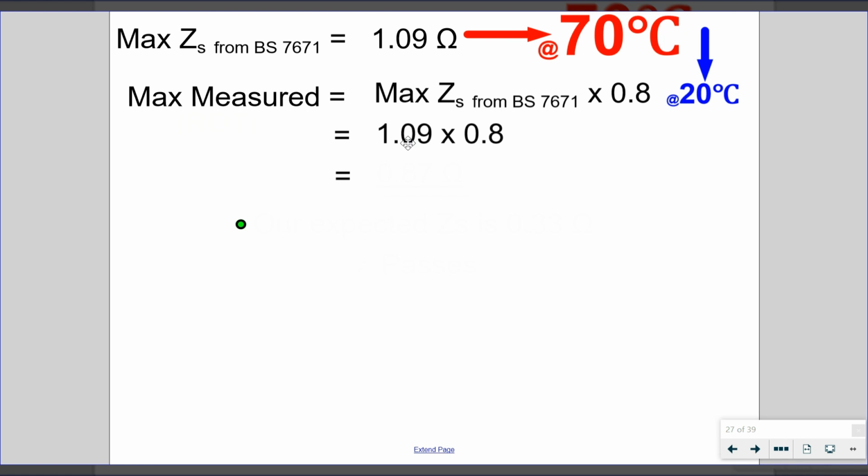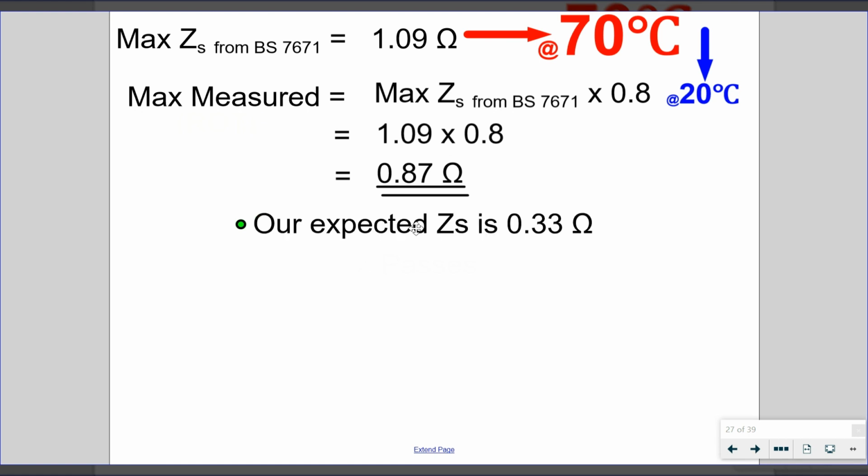So we take that 1.09 and we multiply it by 0.8. That gives us a max measured of 0.87. Our expected Zs from the previous calculation is 0.33 ohms. So looking at this, we can see that 0.33 ohms is less than the 0.87 because that's the max value. So we know that passes.